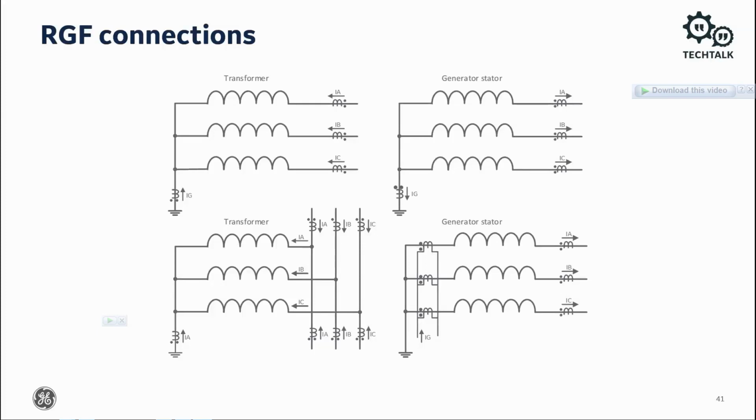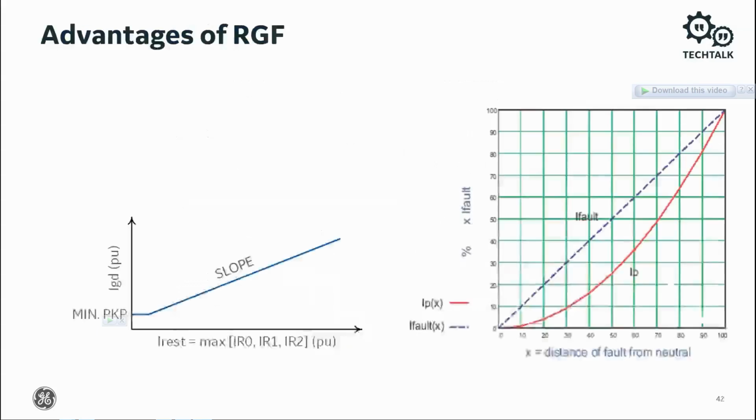Often, RGF is applied to transformers having impedance-grounded Y windings. The RGF element is applied to the stator winding of a generator having the neutral point grounded with a CT installed in the grounding path. Alternatively, the ground current is obtained by external summation of the neutral side stator CTs, as shown in the lower right. An advantage of the restricted ground fault protection is greater sensitivity at the neutral end of the winding.